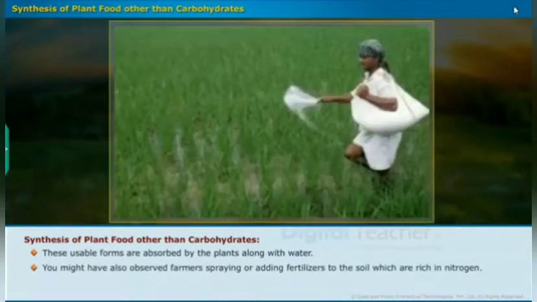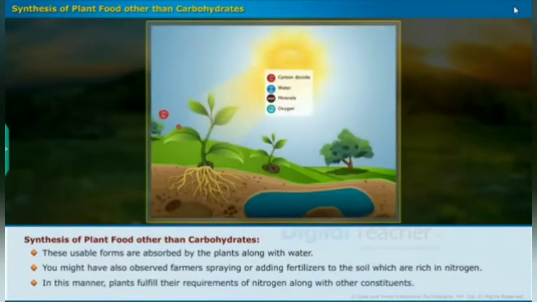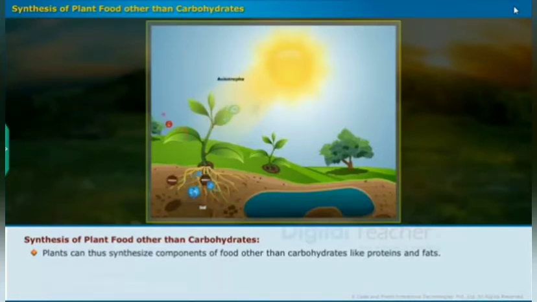You might have also observed farmers spraying or adding fertilizers to the soil which are rich in nitrogen. In this manner, plants fulfill their requirements of nitrogen along with other constituents. Plants can thus synthesize components of food other than carbohydrates like proteins and fats.